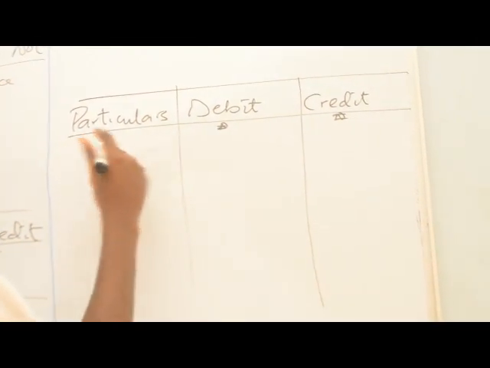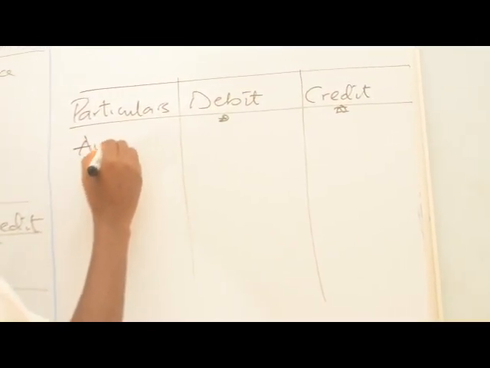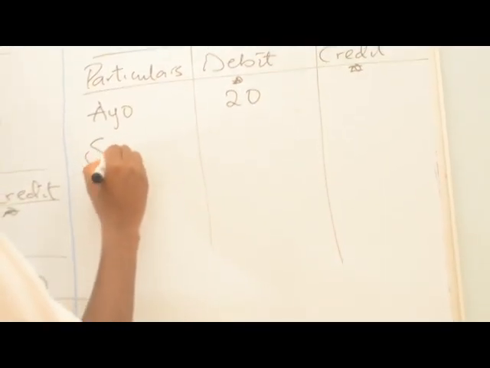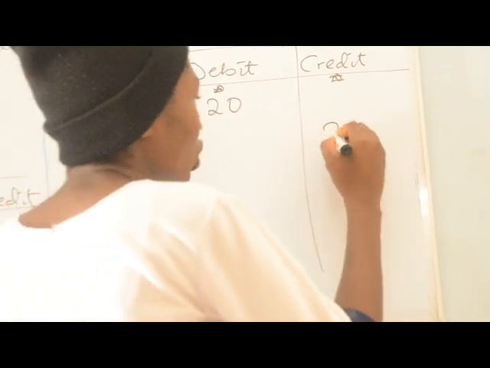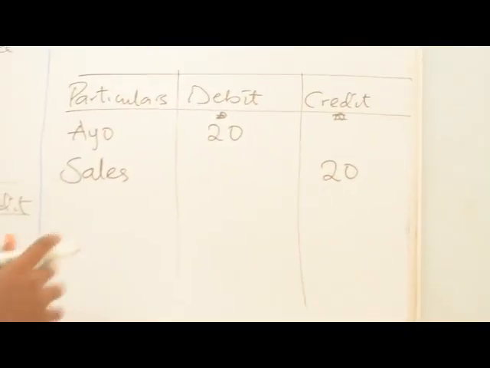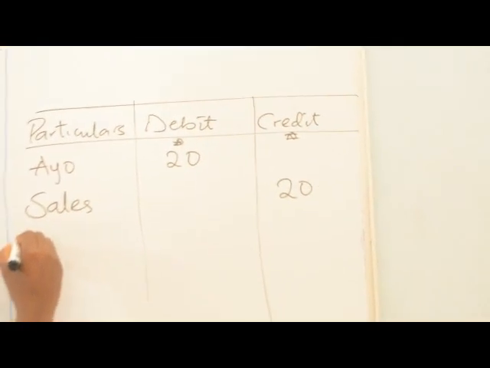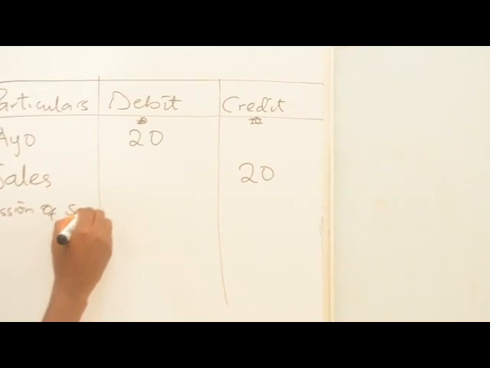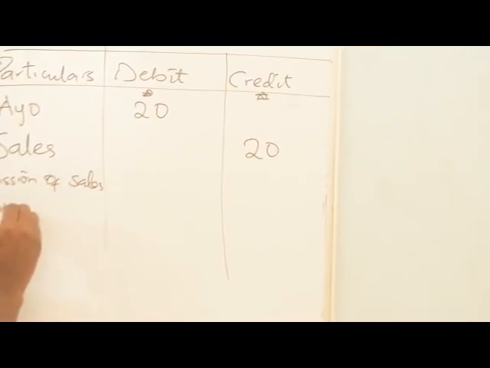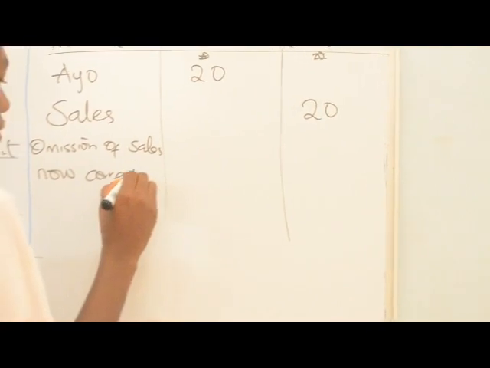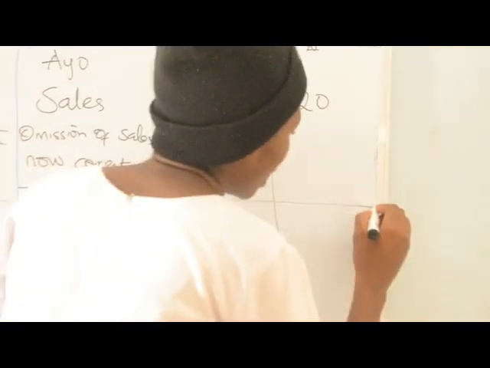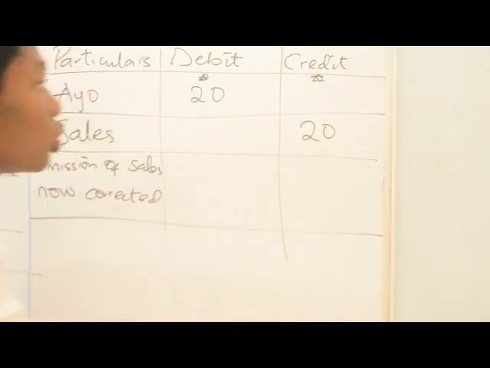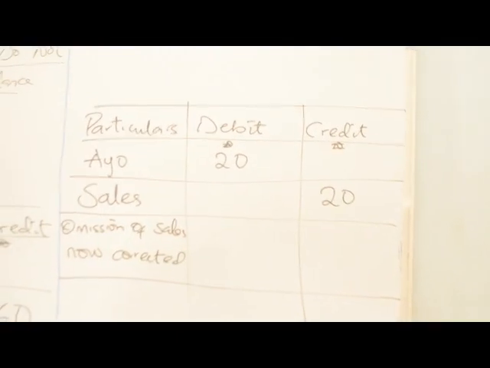So the first account we are going to be entering for the debit side is our Ayo, all right? Ayo is receiving 20 naira worth of goods, okay? And sales is giving out 20 naira worth of goods, okay? And then we can bring in our description, okay? So our error, okay, omission of sales. Are we together? So this is how we make use of our journal in correcting error of omission. We simply just bring everything as it's supposed to be, and that's all.